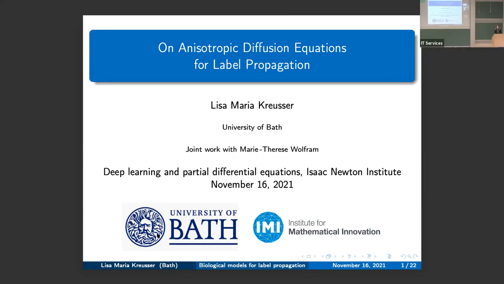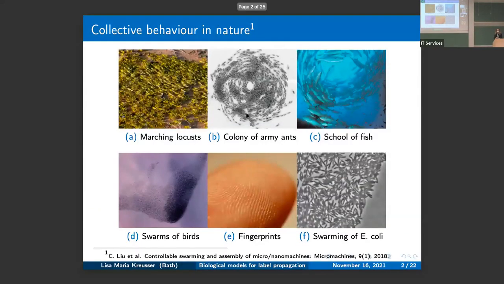Thank you very much for the introduction, and thanks to the organizers for giving me the opportunity to present here. As the title suggests, I'm going to talk about anisotropic diffusion equations, which we use for label propagation, and more specifically, we look at models arising for collective behavior in nature.